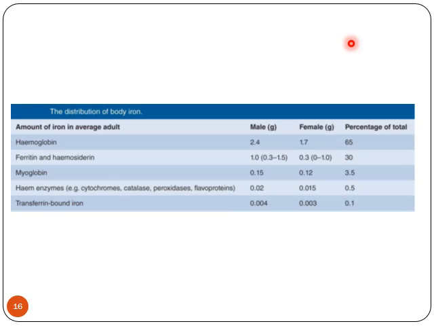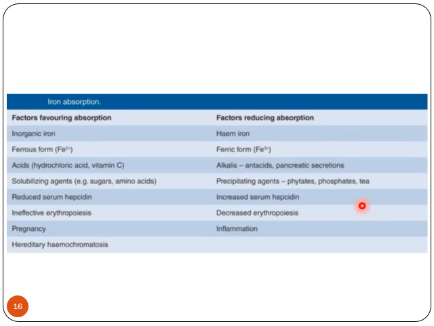So if we look for the distribution of the body iron, we will find that the hemoglobin forms about 65% of the total iron concentration, the ferritin and the hemosiderin 30%, myoglobin 3.5%, and the last 1.5% is divided between the transferrin bound iron and the heme enzymes like cytochromes and catalases.